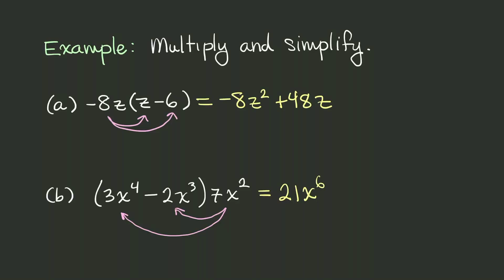Now we're going to multiply 7x squared by negative 2x cubed. Again, take negative 2 times 7, that will give you negative 14. And then x squared times x cubed is going to give us x to the fifth because we add the exponents.